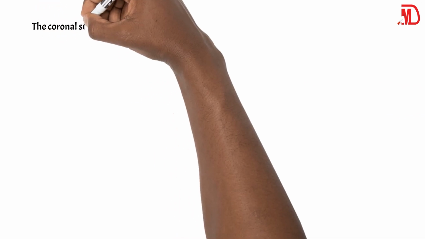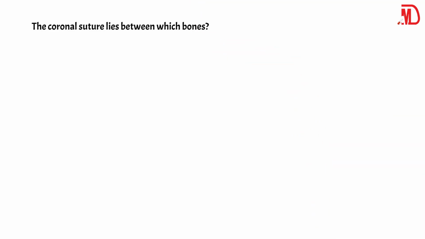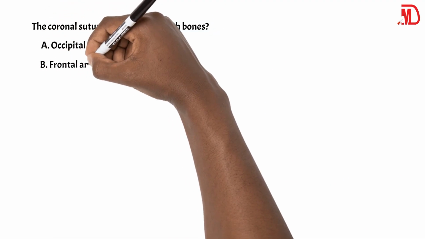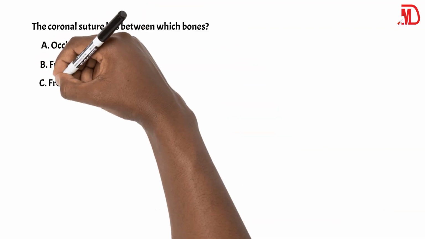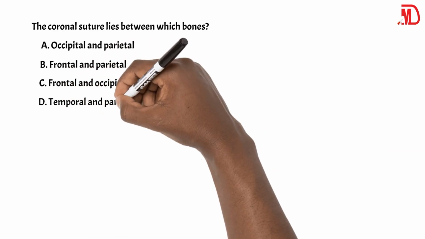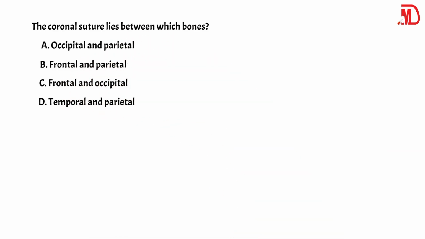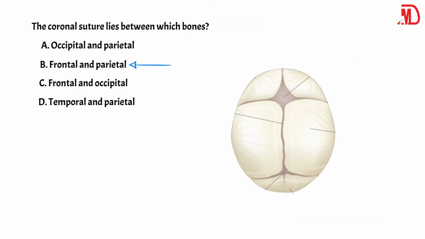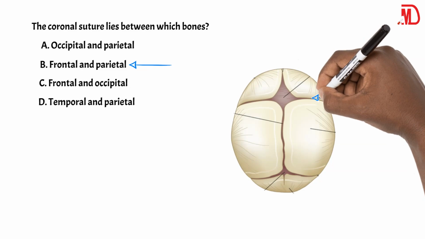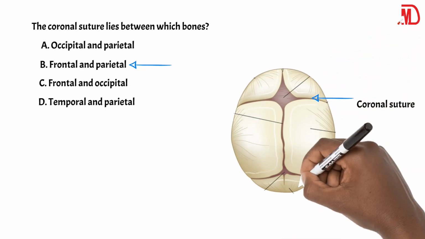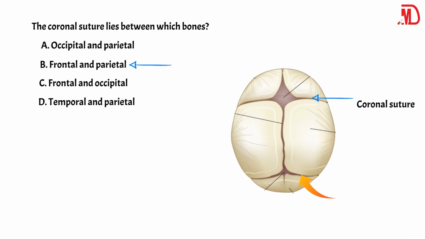The coronal suture lies between which bones? A. Occipital and parietal, B. Frontal and parietal, C. Frontal and occipital, D. Temporal and parietal. The correct answer is B. Frontal and parietal. The coronal suture runs transversely across the top of the skull and separates the frontal bones from the parietal bones. Occipital and parietal is separated by the lambdoid suture.